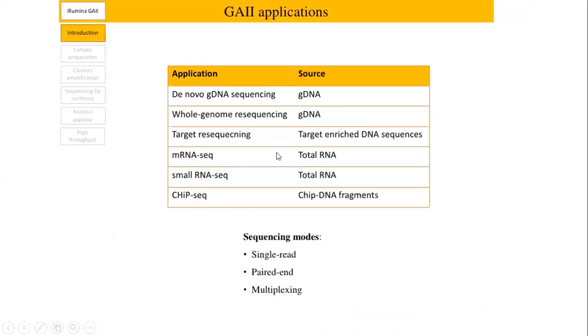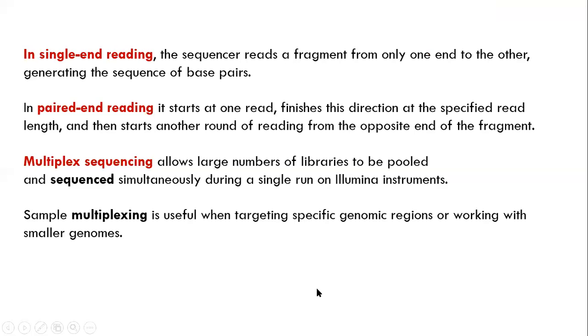Again, which sample of the DNA can you use? What is the source you want? Genomic DNA, gDNA, total RNA, or targeted DNA sequences that you can give to a machine in the initial process. And then you can go for sequencing methods that may be either single read, paired read, or multiplexing sequencing.